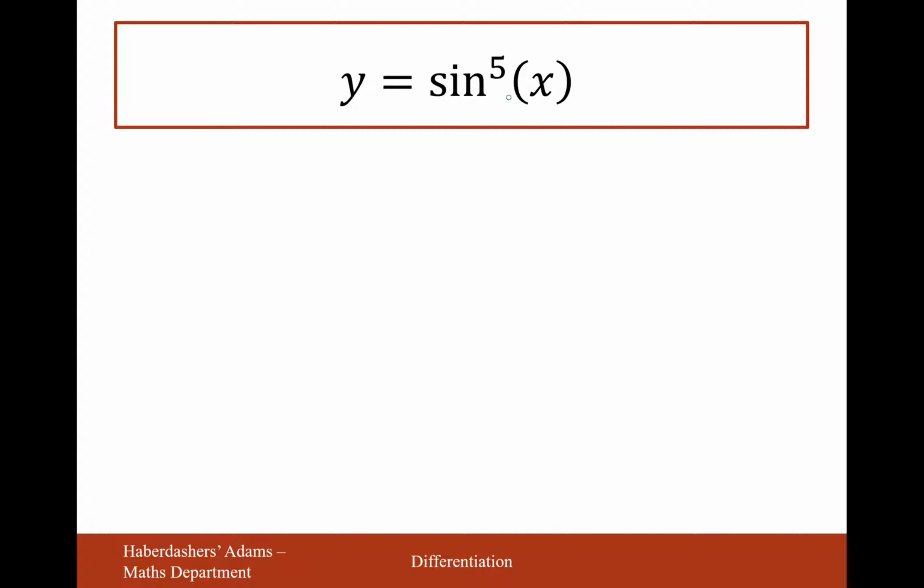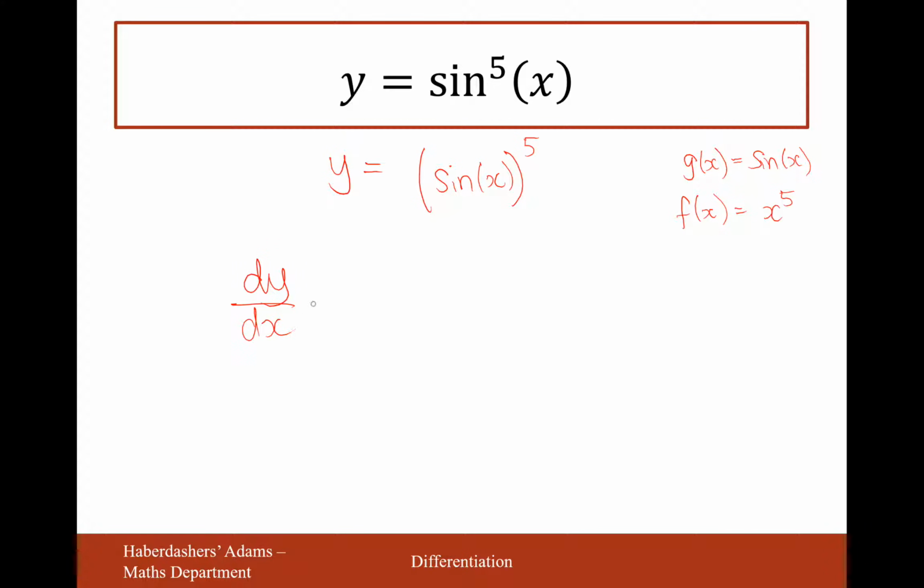This one's pretty difficult to spot. y equals sine to the power of 5x. Well, in this case, actually what's happening is it looks like this. Sine function is the inside function, and it's the power of 5 that's the outside function. So in this case, it's g of x equals sine x, and f of x, the outside function, is x to the power of 5, or the power of 5 function. So let's get started on the differentiation.